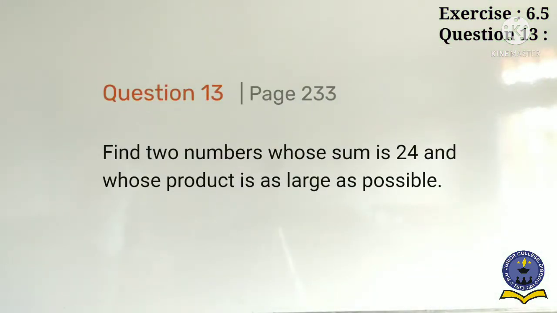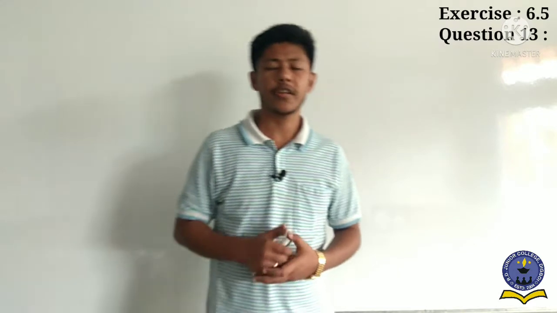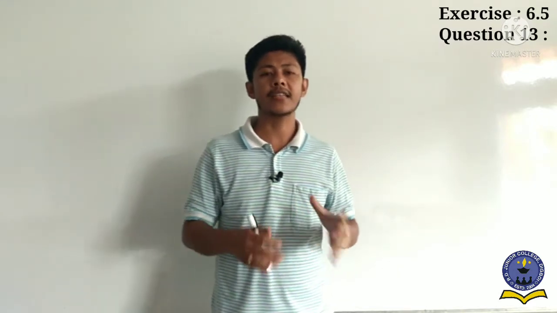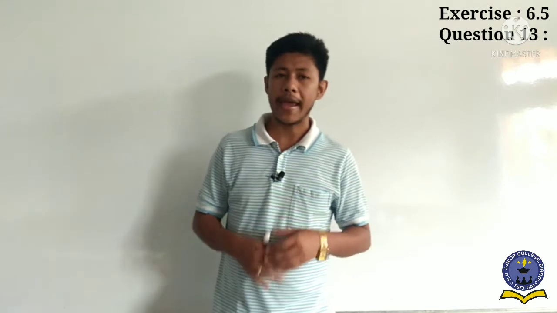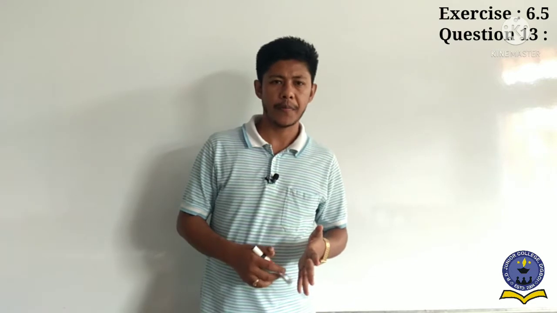As you see here, question number 13 is given in this way: find two numbers whose sum is 24 and whose product is as large as possible. When this type of question is given, the sum of the two numbers is how much? 24. In this case, as large as possible means that we have to find the maximum value.